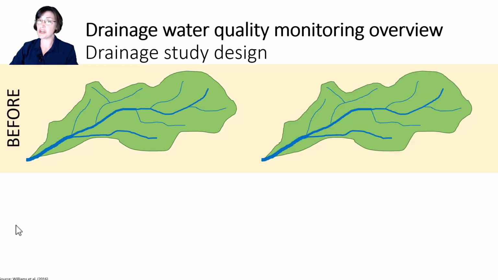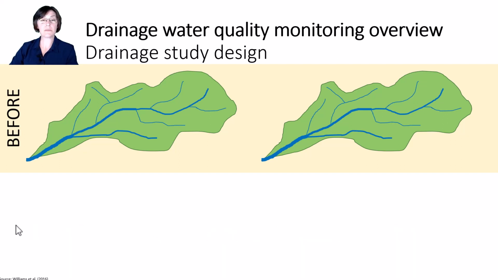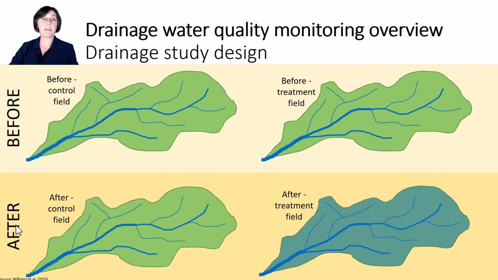A variation on this idea is called the BACI, or before-after control impact type study. This is where baseline data, such as flow and nutrient concentrations, are collected from paired fields for at least one entire crop rotation. After this baseline period, one field is designated as the control field and the other as the treatment field. And then, for the following crop rotations, the management practices in the control field remain the same, but you change the management on the treatment field, and you continue to monitor.